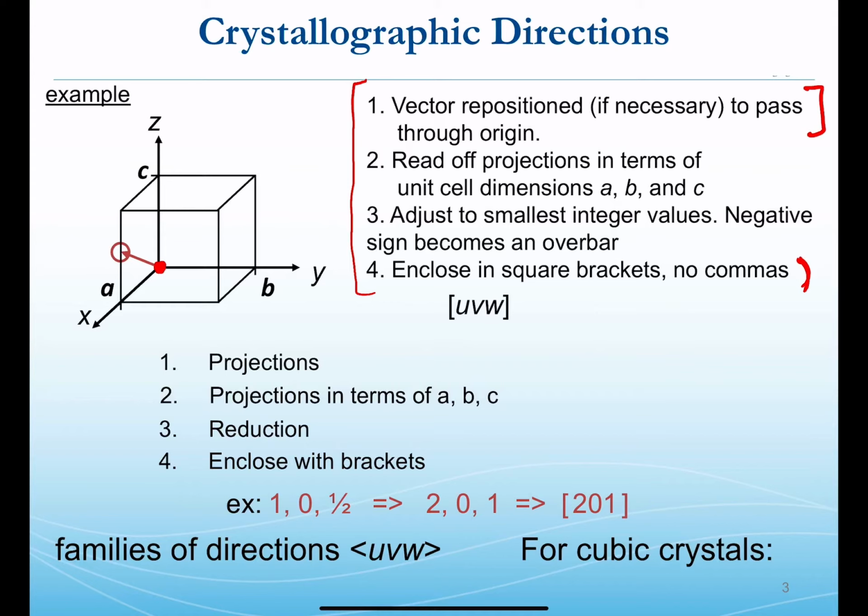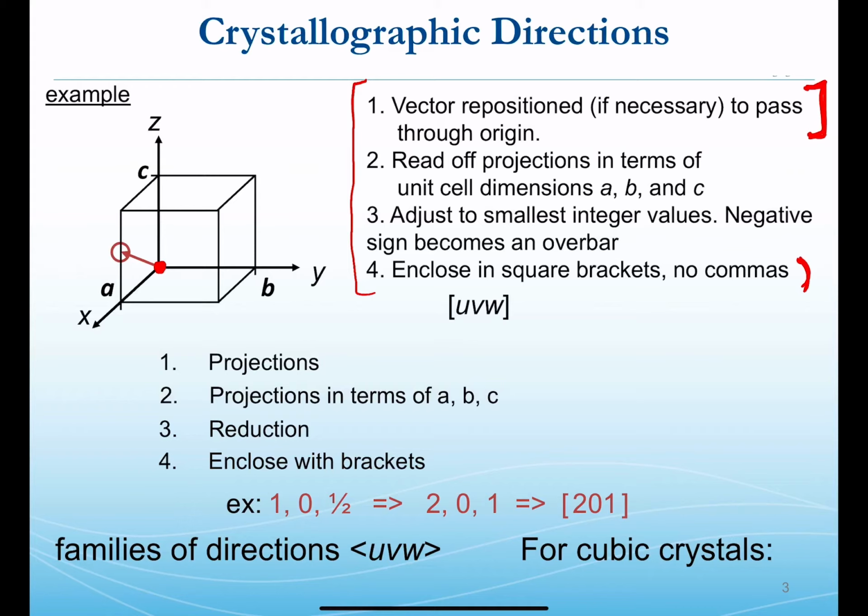If not, we need to consider a twin cell to the left, to the right, above, down, behind, and front to consider that same vector, but one where that does pass through the origin. So this is the idea of repositioning the cell to make sure that the vector of interest passes through the origin. Okay, in this example, we've got that, so no need for repositioning at the moment.